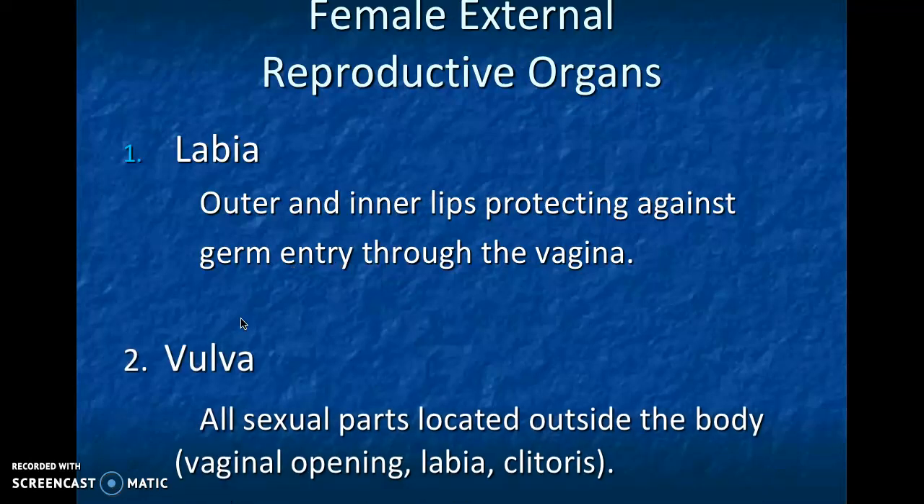And then the vulva are all sexual parts located outside the body. So it's actually kind of like a blanket term, or like a category. So the vaginal opening would be considered vulva, the labia, and then actually the clitoris. I don't have this definition, but just so you understand, the clitoris is like the sex pleasure organ for females. So clitoris is to female like penis is to male.